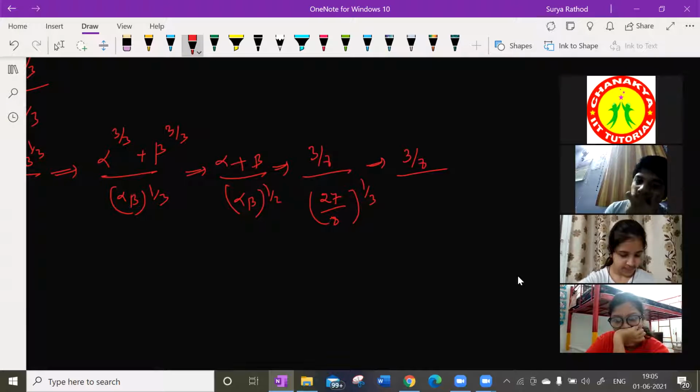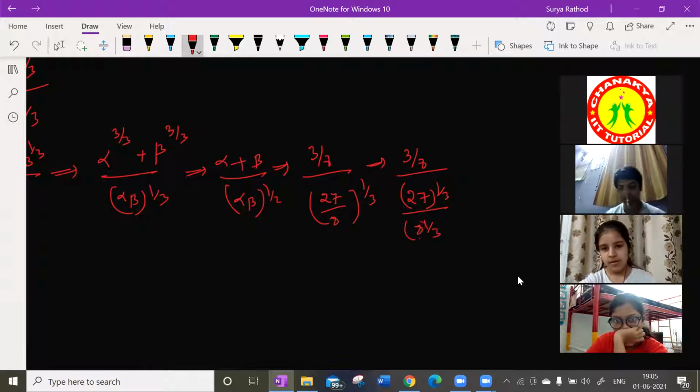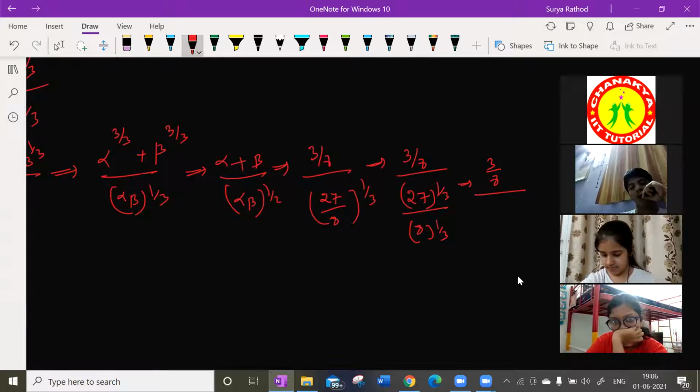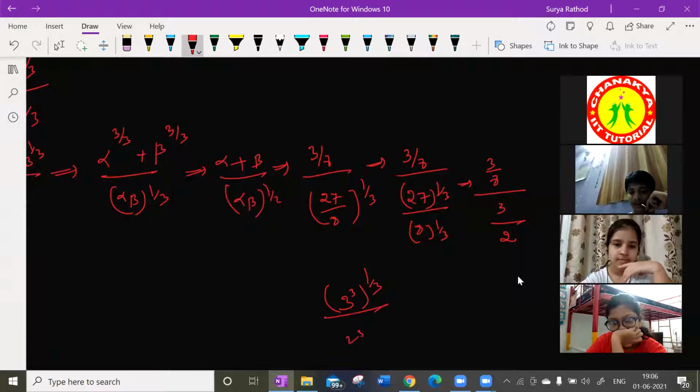3 by 8, divided by 27 by 8 whole to the power of 1 by 3, which is 27 to the power of 1 by 3 divided by 8 to the power of 1 by 3, right? So look at this here. 3 by 8 divided by 27 whole to the power of 1 by 3 can be written as what? 3 cube divided by 2 cube, isn't it? Can I write like that? 3 cube whole to the power of 1 by 3 divided by 2 cube whole to the power of 1 by 3. 3 3 gone, 3 3 gone, 3 by 2 remains.